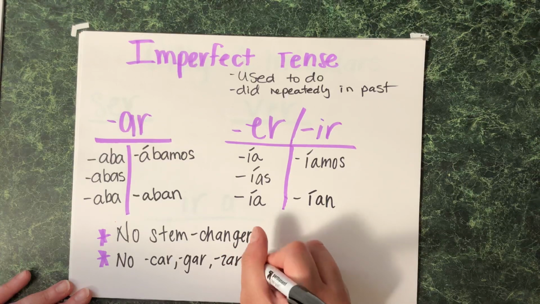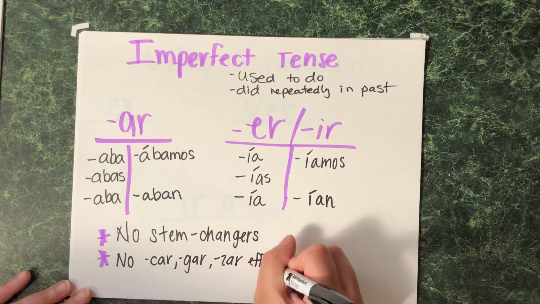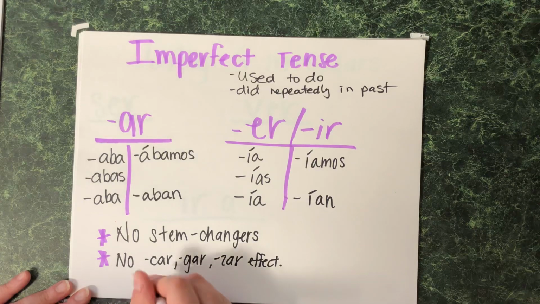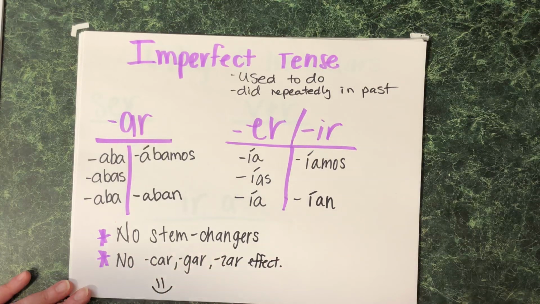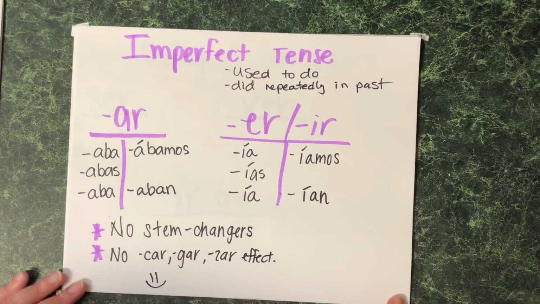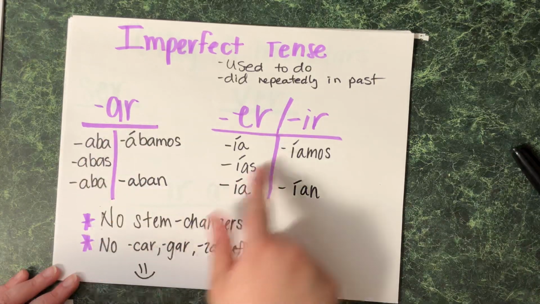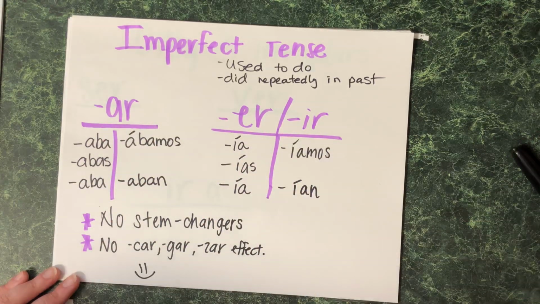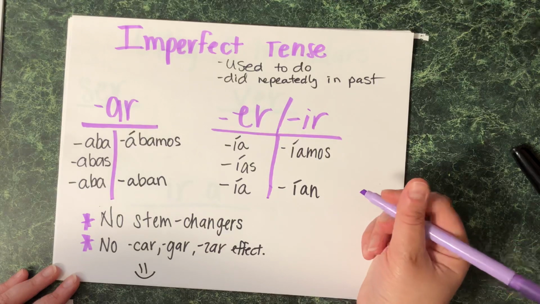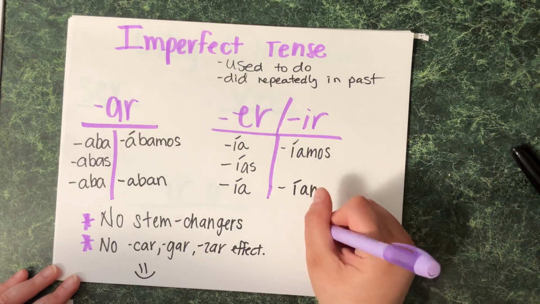No spelling change, okay? That's the good thing about it. Now, one little tiny example of how to conjugate. For example, the verb hablar.